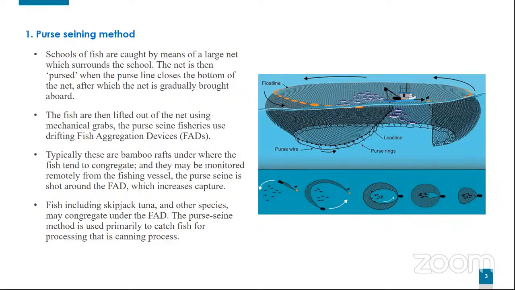So untuk purse seine ni biasanya ikan yang berkumpulan besar. Okay, yang berkumpulan besar dan primarily to catch fish for processing, untuk makanan yang dalam tin. Contohnya macam tuna, sardin, ikan mackerel. Okay, biasanya kita akan guna purse seine ni lah.